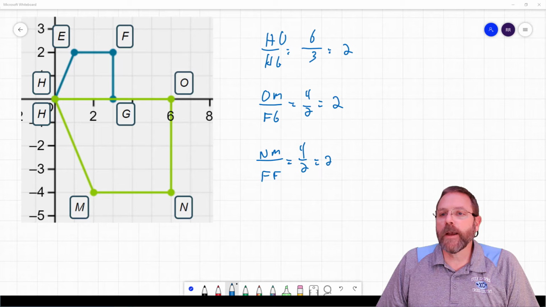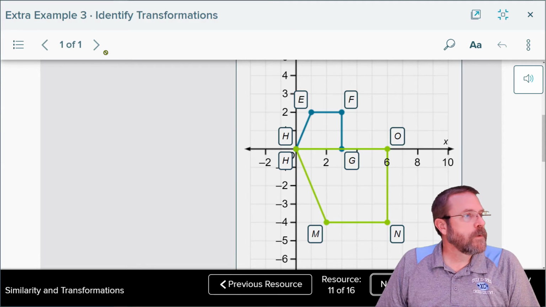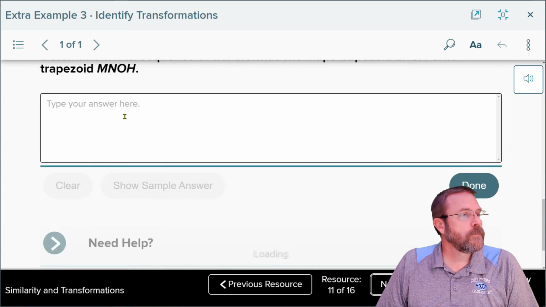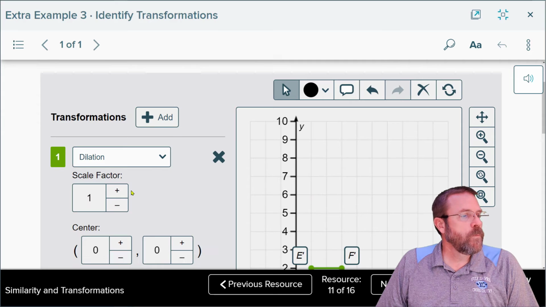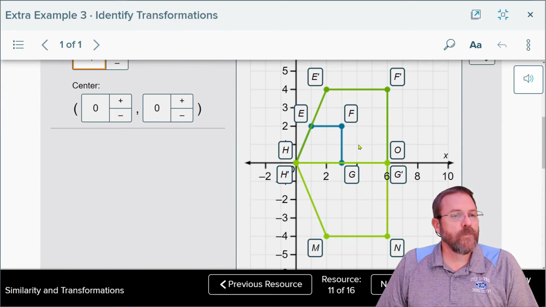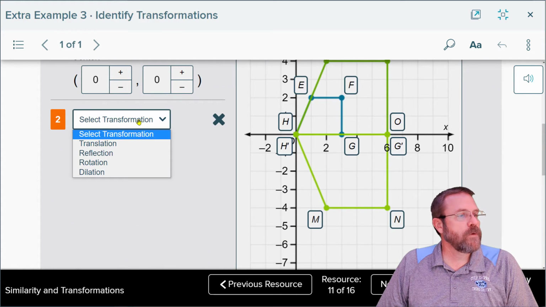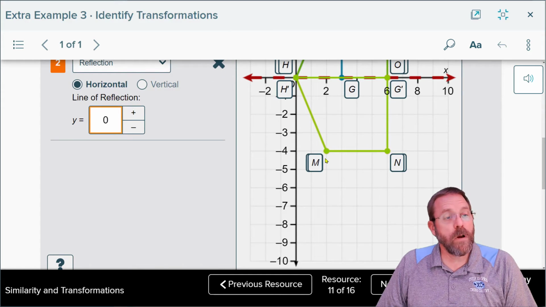I'm going to jump back over to the textbook. There it is. I'm going to let everything load. And then I'm going to start off with a dilation, which has a scale factor of 2. And now you can see this one's as big as the one beneath it. After a dilation, I'm going to add a reflection across the x-axis, and boom, it's done.